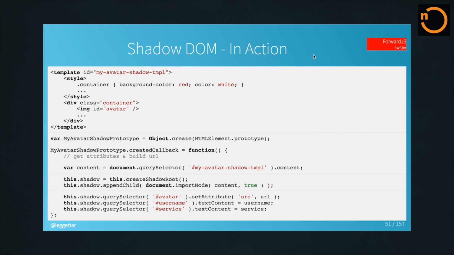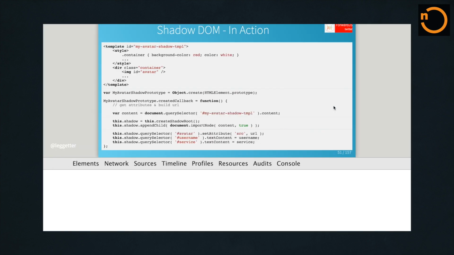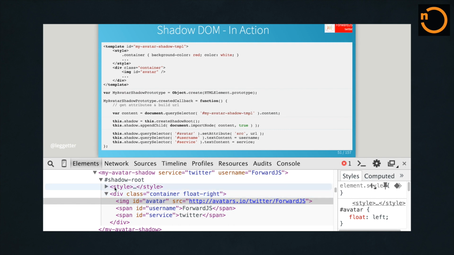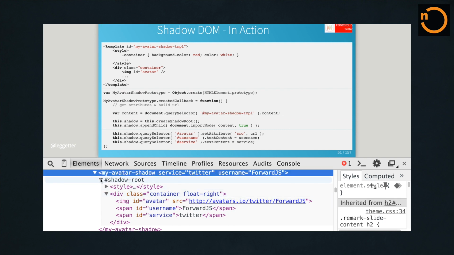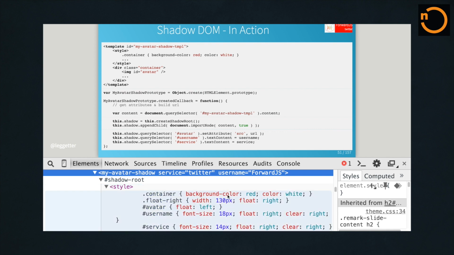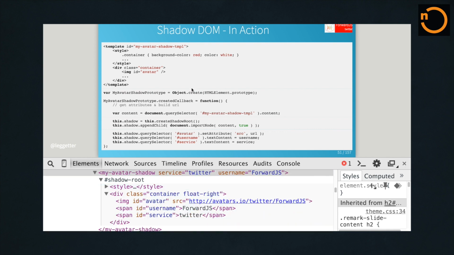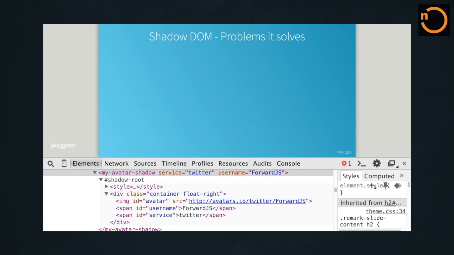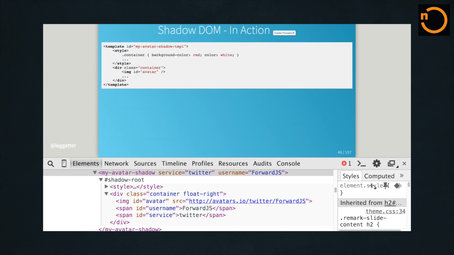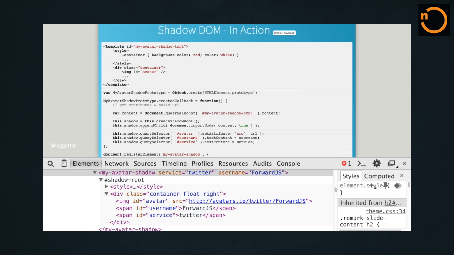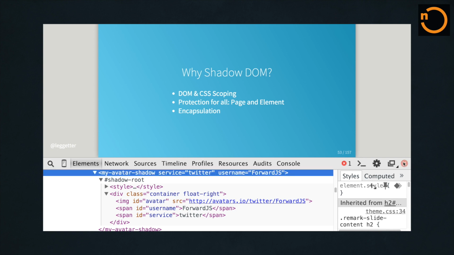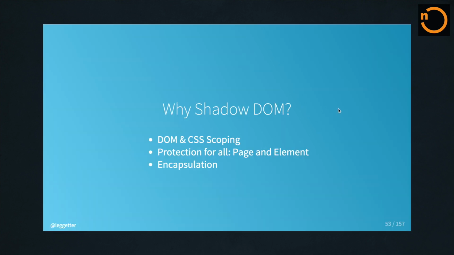So if I actually create an instance of this and inspect it, we'll see that I've got my avatar shadow, I've got a shadow root, and then the content in there. And I've got a background color of red. Now if I go back some slides, it hasn't bled through to these existing ones, which is good news. OK, so we're getting that DOM and CSS scoping.